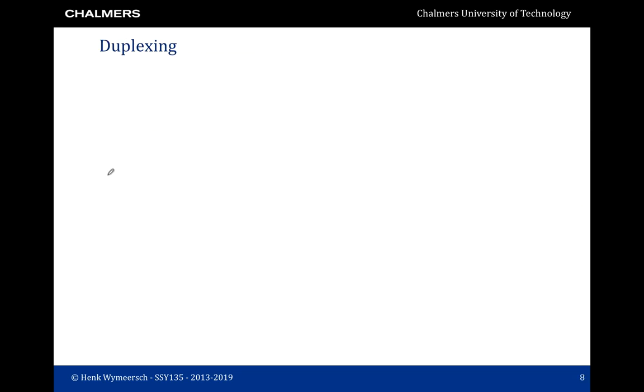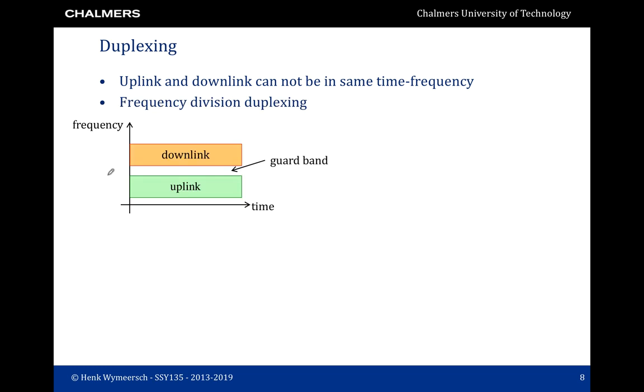The first problem that we face is called duplexing, which is the separation of uplink and downlink transmissions. Clearly, uplink and downlink cannot be in the same time-frequency resources. There are two ways to separate uplink and downlink. One is FDD, frequency division duplexing. In FDD, we have an entire frequency band available, which we split up into an uplink band and a downlink band. In between, there can be a guard band.